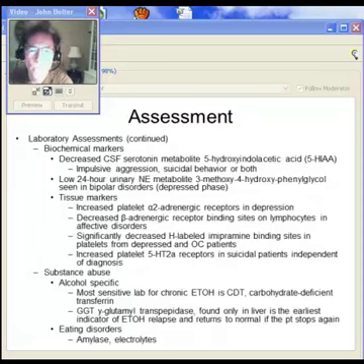So these laboratory assessments, we can do these biochemical markers: decreased CSF serotonin metabolite, impulsive aggressiveness. Some of this is out there, like low 24-hour urinary NE metabolite, 3-methoxy-4-hydroxyphenylglycol, seen in bipolar disorders, but most of the time we don't do these types of things. This is the type of thing that somebody might ask you about, like markers, but we typically don't pursue that unless we're really, really confused.